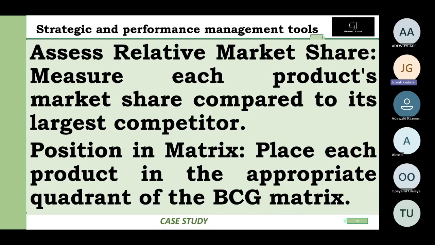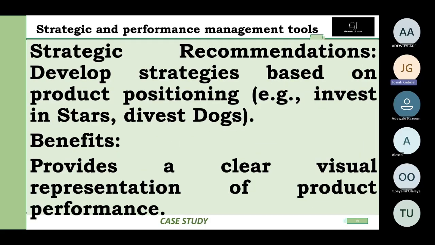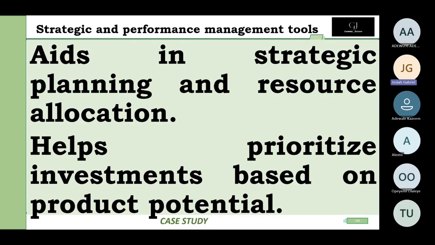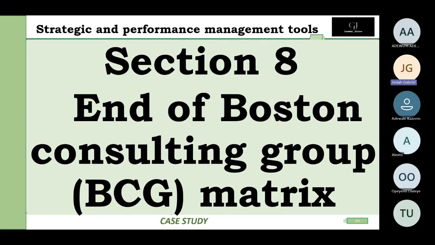You measure each product's market share compared to its largest competitor. And you also position it in the matrix. Place each product in the appropriate quadrant of the BCG matrix so you could understand it better. Then there are strategic recommendations to develop strategies based on the product's positioning. For example, you invest in stars and divest in dog products. The benefit of doing this is it provides a clear visual representation of the product's performance, and it aids in strategic planning, decision making, and resource allocation. It helps prioritize investments based on the product's potential.